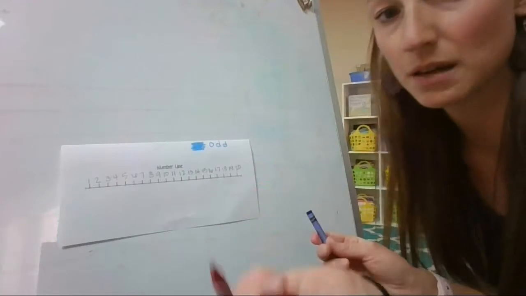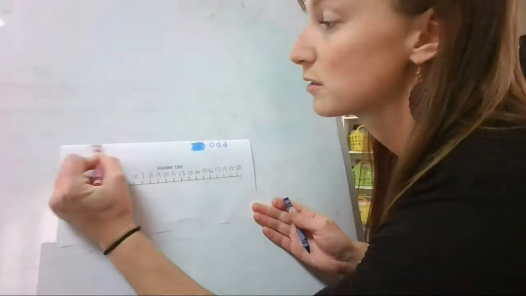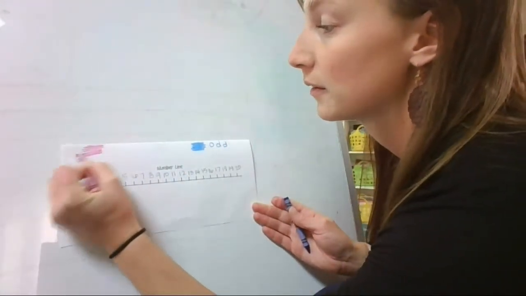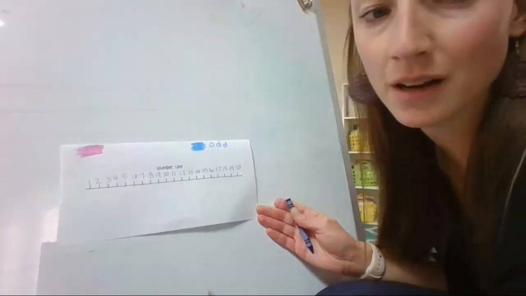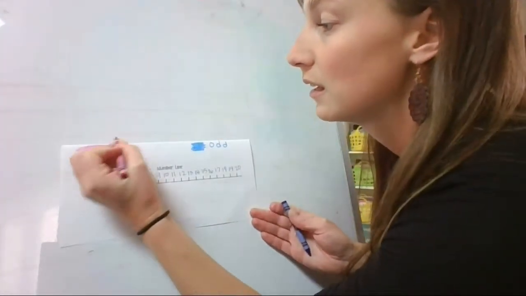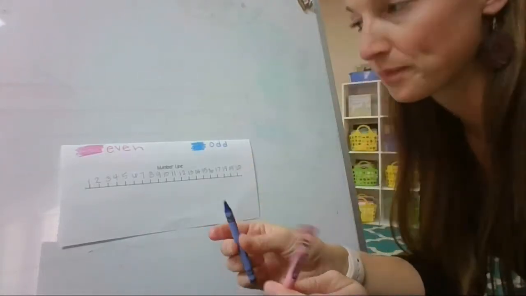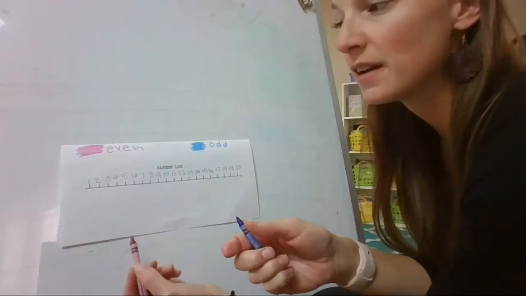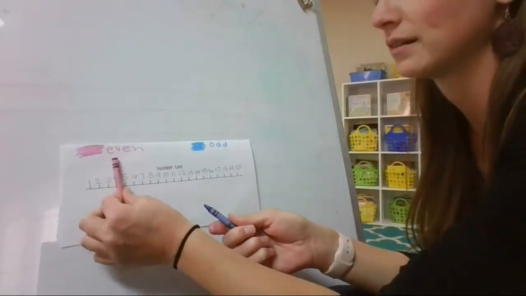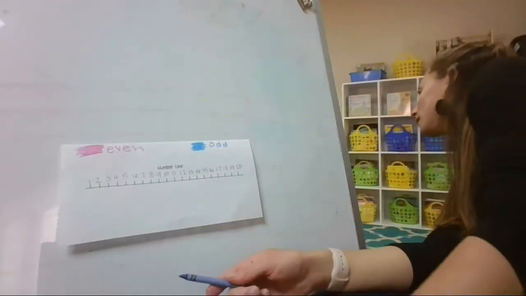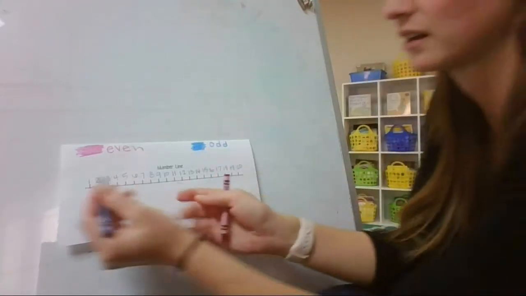And then I'm going to take my red crayon and make a little spot over here. And it's going to be the even numbers. E-V-E-N. Even. So now our job is to take these two crayons and if it's an even number, you do the red. If it's an odd number, you do the blue. So we're going to get started.